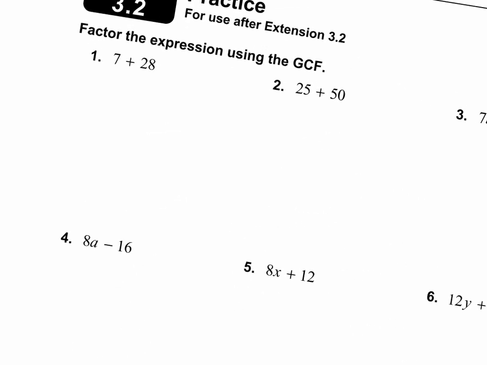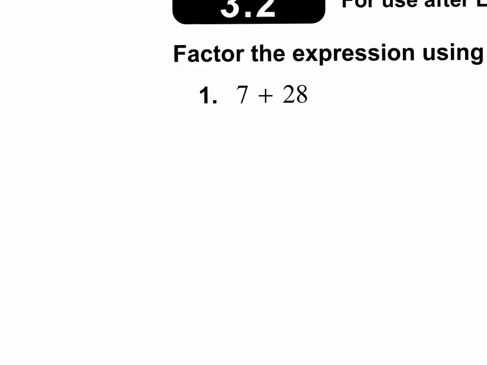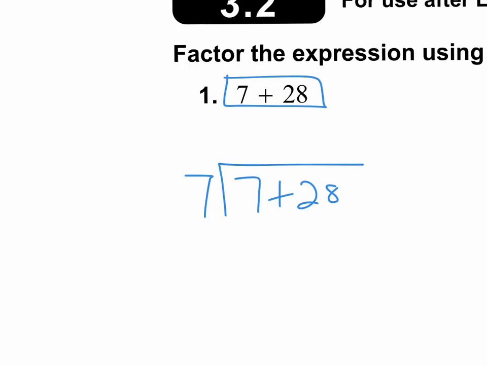Factor the expression using the GCF. The GCF is the biggest thing that goes into either one of those. So 7 is prime on number 1, so I know 7 goes into 7, and 7 goes into 28. What you're doing is you're just going to divide. So we're going to take that 7, put this in the box, and divide by that 7.